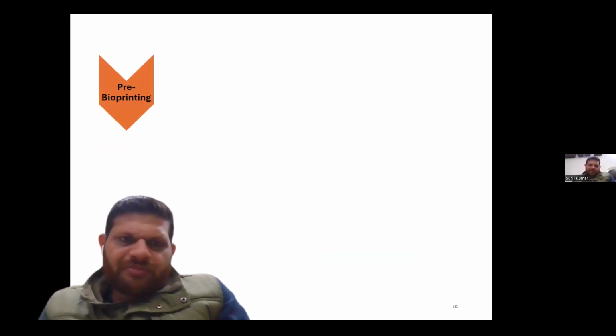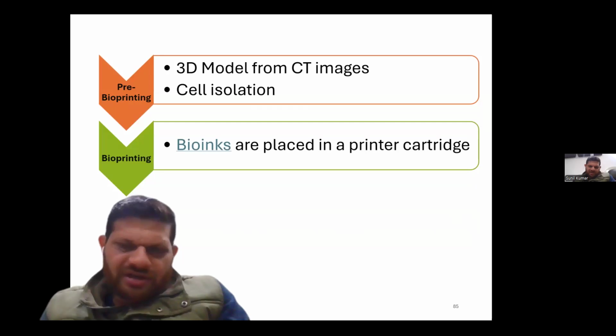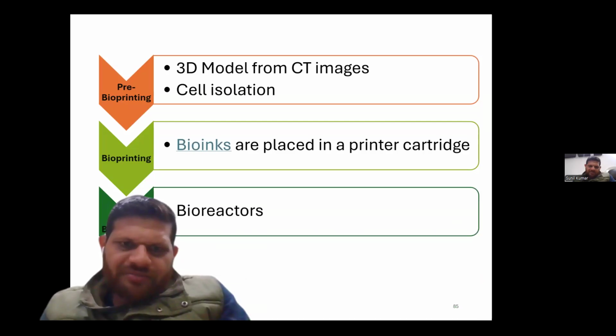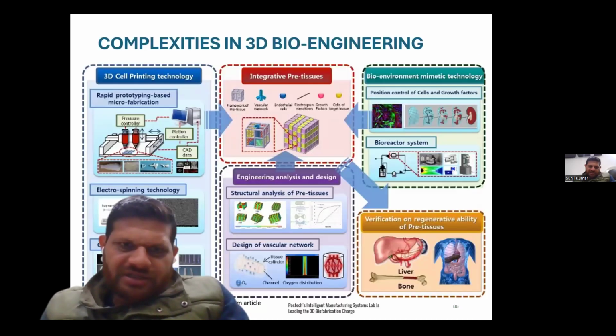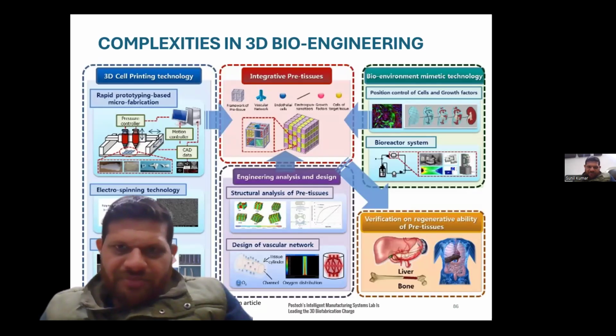So in pre-bioprinting, we create a 3D model from a CT scan image or cell isolation. Then bioprinting is done, where bioinks are placed in the printing cartridge, and then bioreactors are studied. It seems very simple, but it has some complexity.